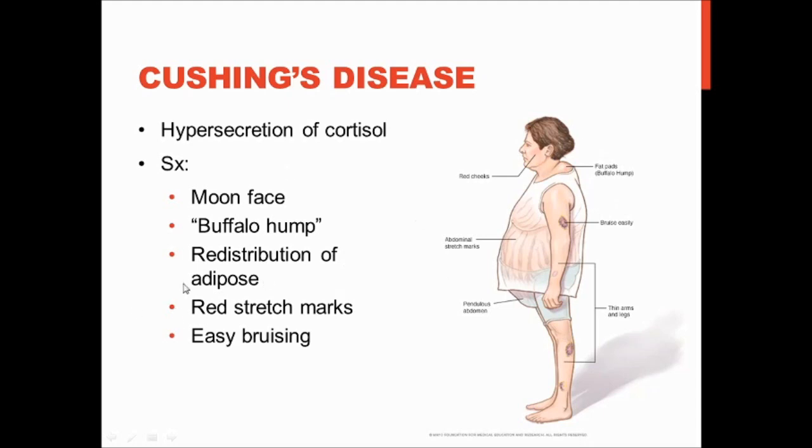There will also be a redistribution of the adipose tissue in the body. They have what's generally termed central obesity, so their abdomen may be a little protruding, but they have really thin arms and legs. They also have red stretch marks throughout their body, and they bruise really easily. Those are all classic symptoms of Cushing's disease. With treatment, they can get better really, really quickly. It may also be chronic, though. It really depends on the cause of the Cushing's disease as to how effective the treatment is.